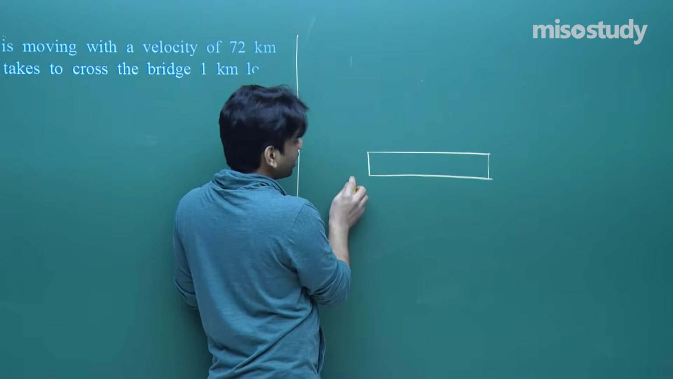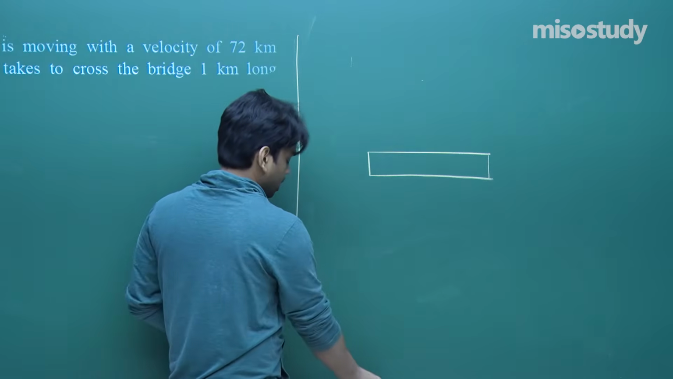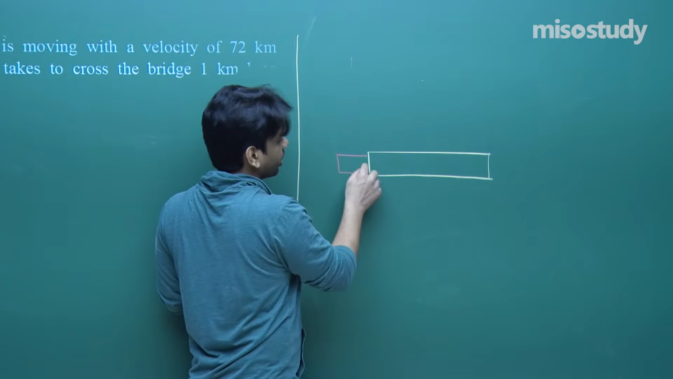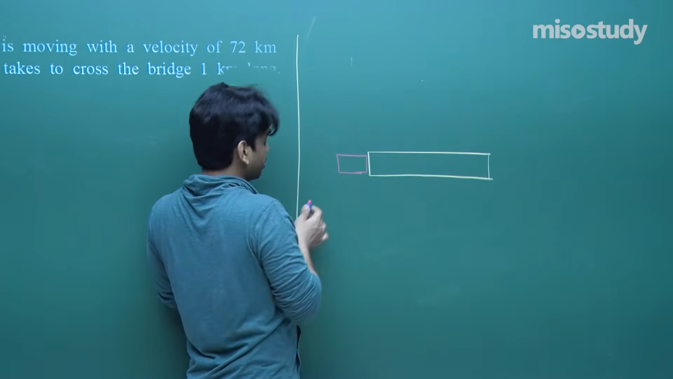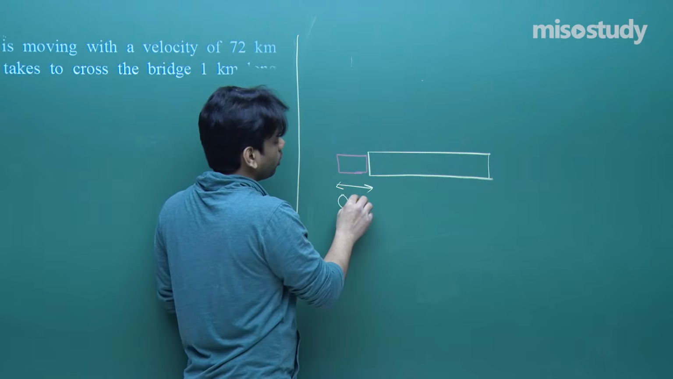Now let's say the train is moving and it's approaching the bridge in this way. It is 100 meter long. Let's say this is the train. Now the train length is 100 meter, that is 0.1 of a kilometer.